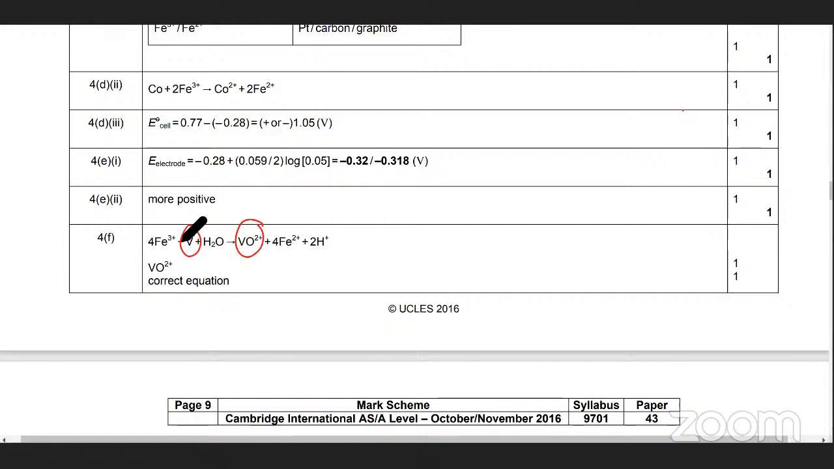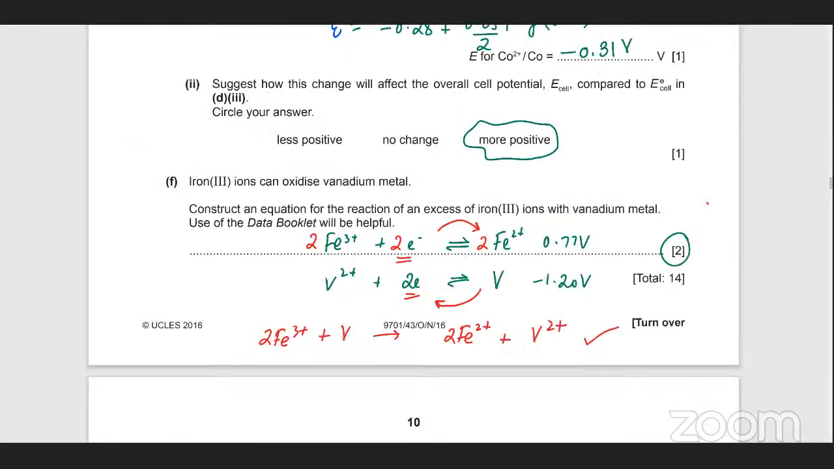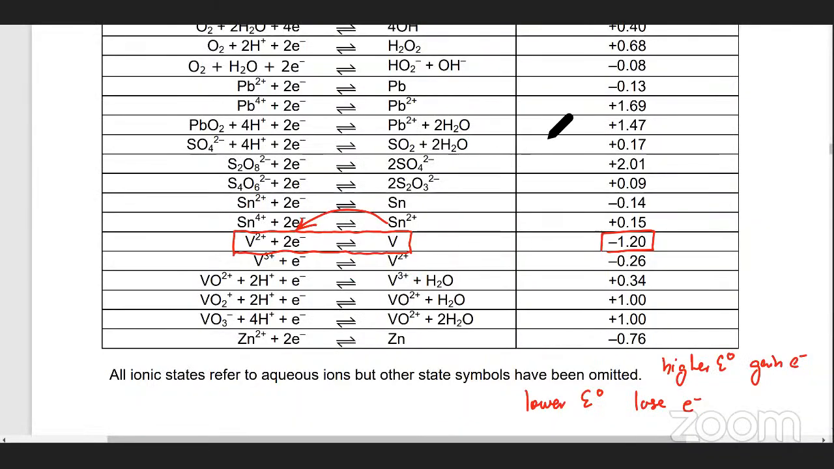I mean, Fe is making sense. It's the same one: Fe3+ changing into Fe2+. So this part of ours is correct. But how is vanadium actually changing into VO2+? So, let's have a look at the data booklet again. Carefully look at the equations. There is no equation where vanadium is changing into VO2+. That's simply non-existent.